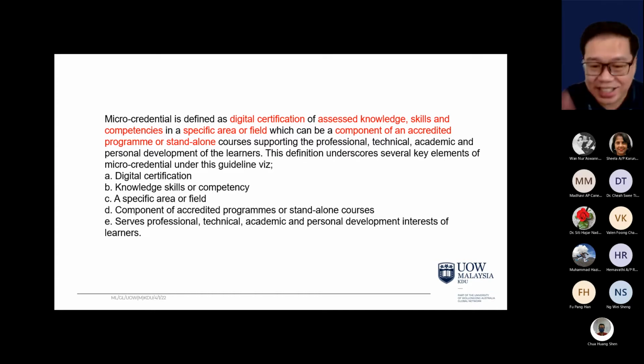Now, in a nutshell, it is like this. The whole idea for micro-credentials, why we are doing it, is because when the ministry created micro-credentials, it was very much for the industry. To find out what the industry is lacking, then we come out with courses to meet the needs of the industry. And by doing so, a micro-credential can be from an accredited program or not from an accredited program.